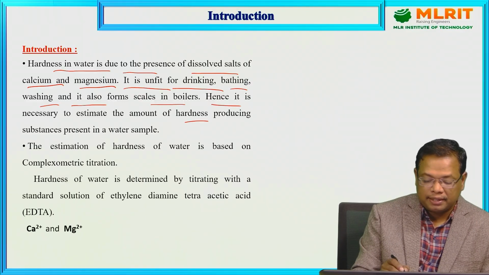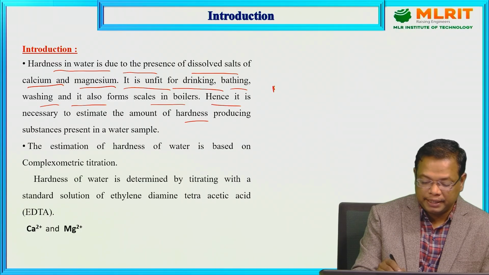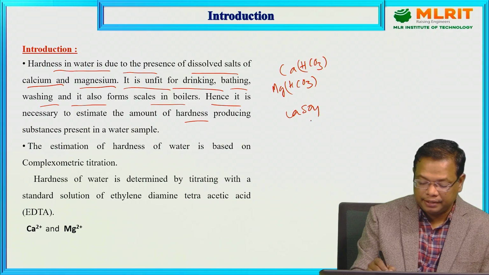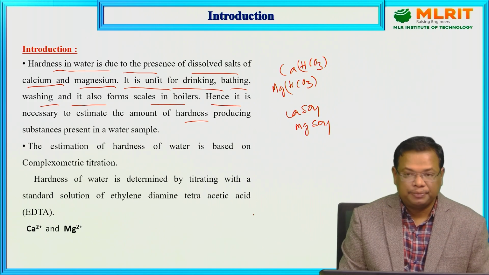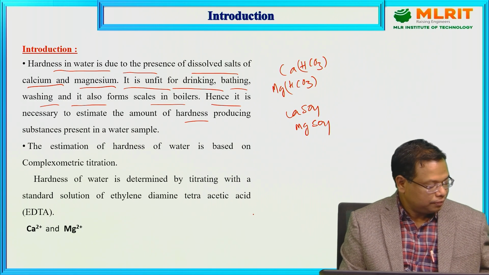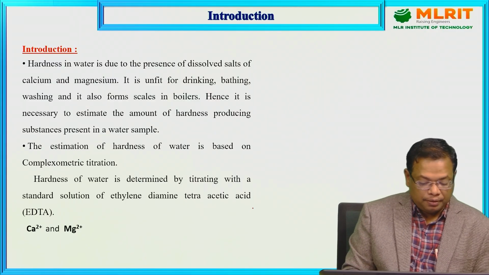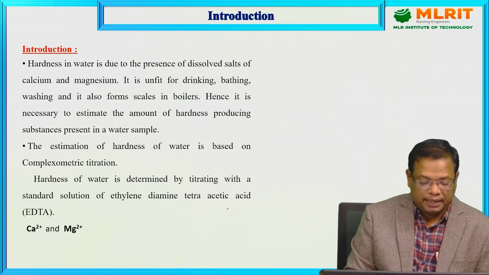So, hardness causing salts, what are those? Magnesium bicarbonate, calcium bicarbonate, and calcium sulfate, magnesium sulfate. These kinds of salts always form the hardness in the water. So, we have to remove these salts at any cost while we are using the water.